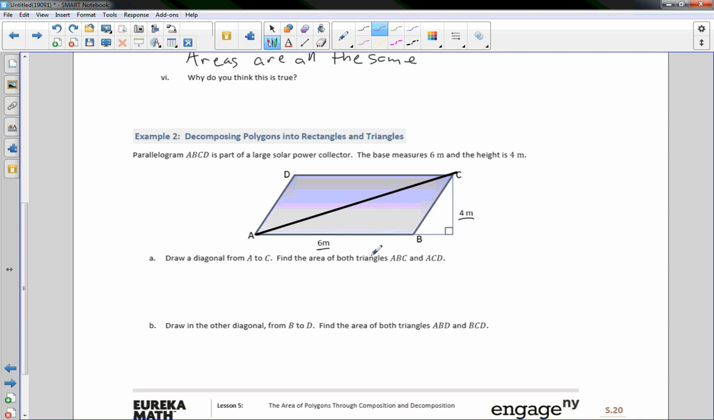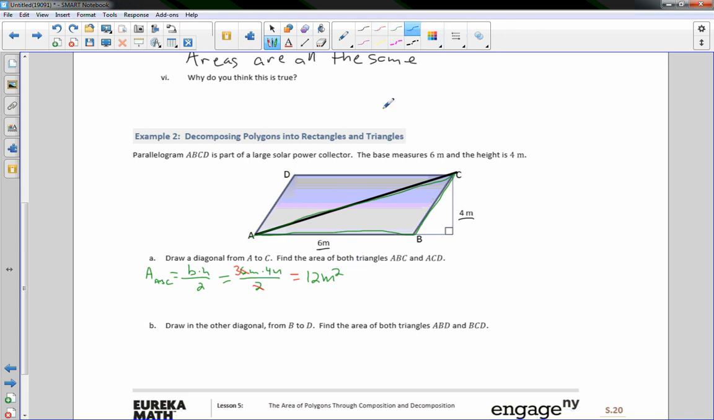Find the area of both triangles. Now we have a triangle ABC, which is this bottom one. This is triangle ABC. So the area of the triangle ABC equals base times height divided by 2. The base was 6 meters. The height was 4 meters divided by 2. I'm going to reduce before I multiply to keep the numbers small. 6 divided by 2 is 3, and then I just multiply the 3 meters times 4 meters, which is 12 meters squared.